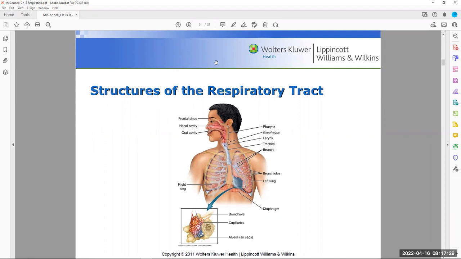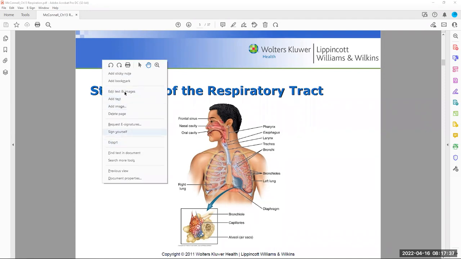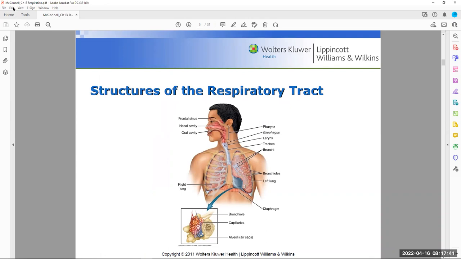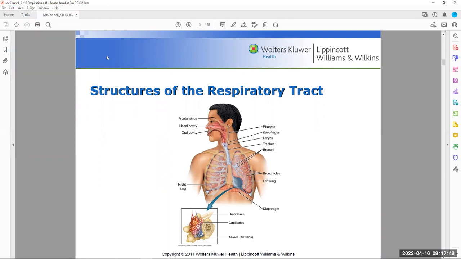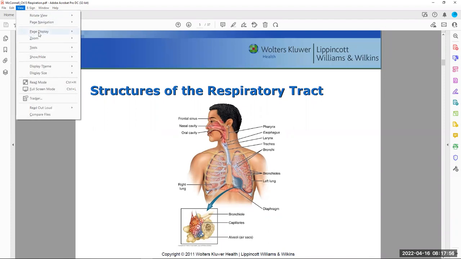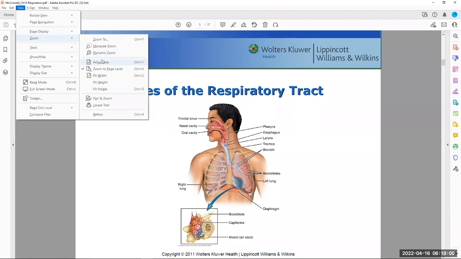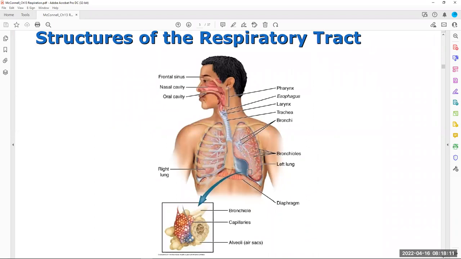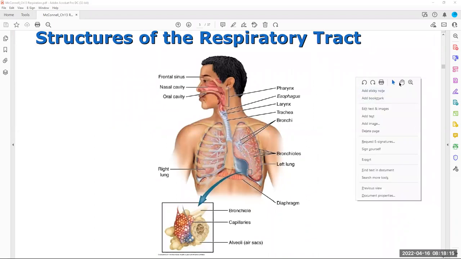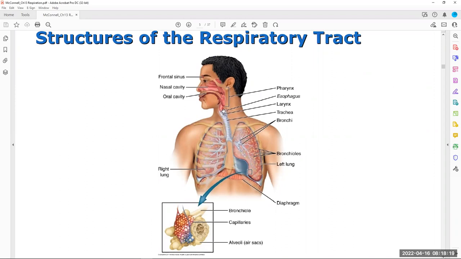Now, let me see if I could blow this up a bit, make it a little larger. Okay, so here it is. We have the pharynx, and here is the larynx. The larynx, right here, is your voice box. And the trachea goes down, of course, to the lungs themselves.